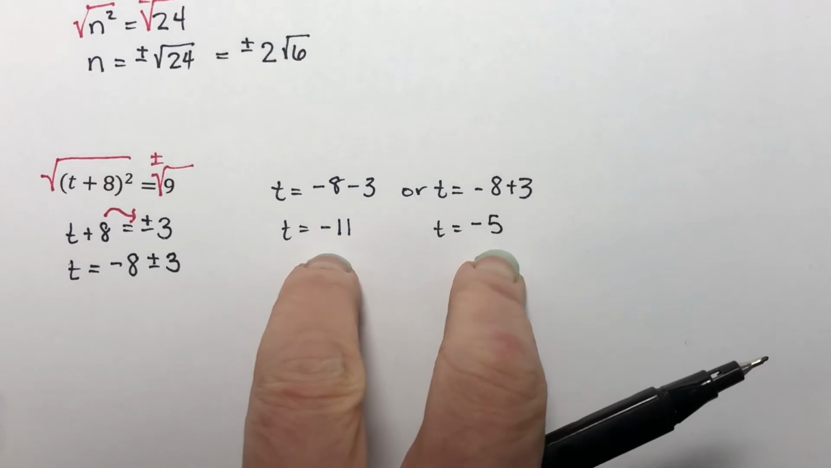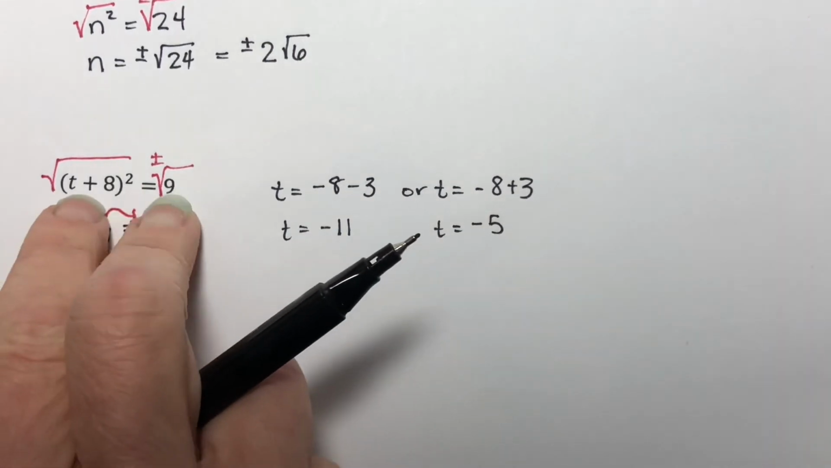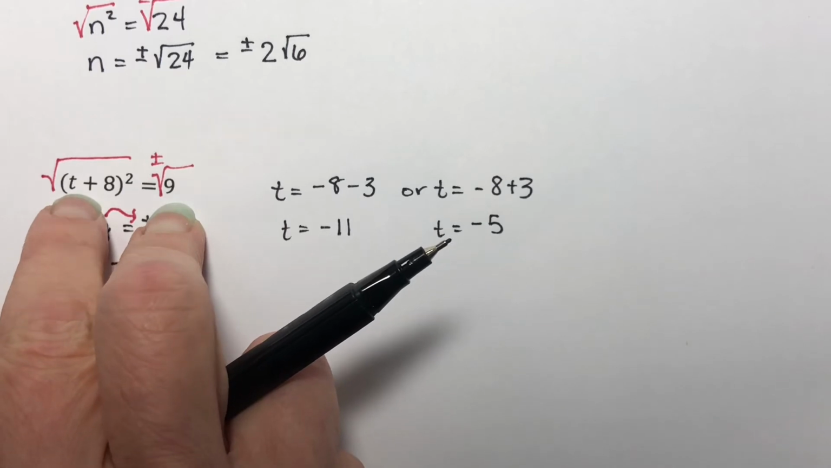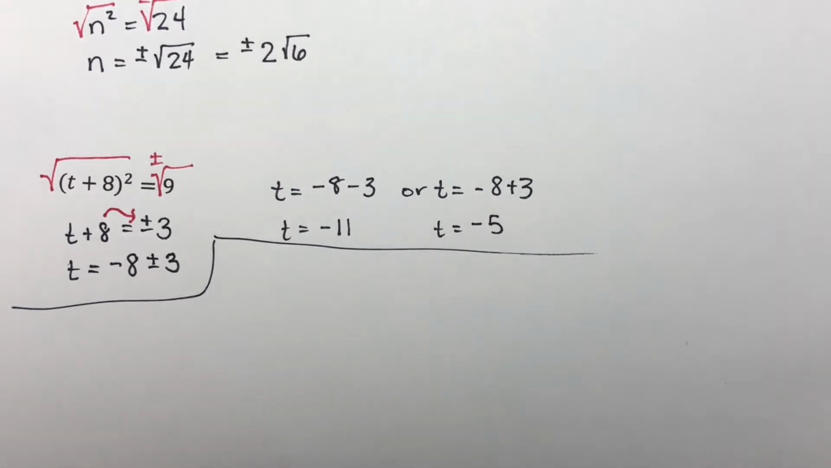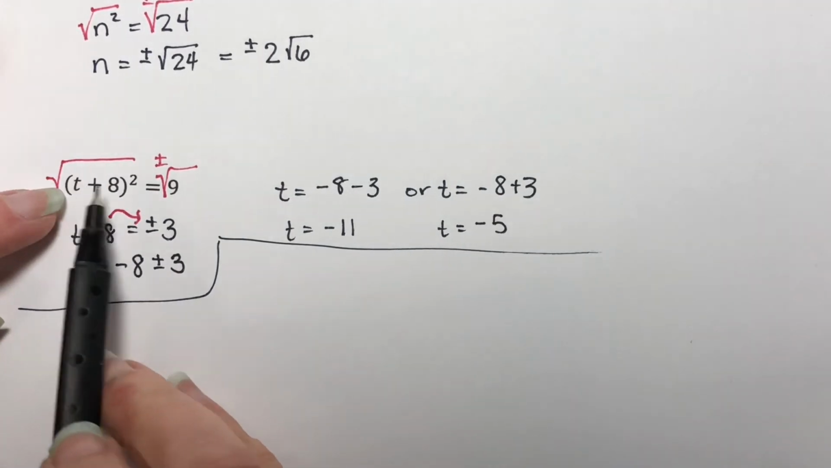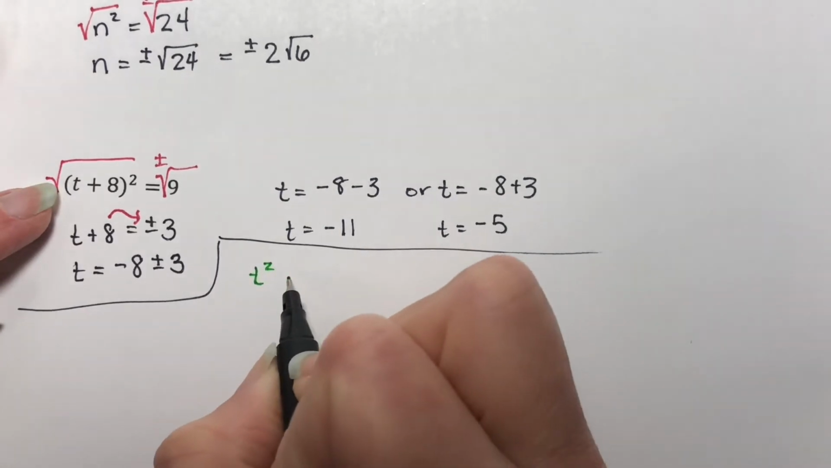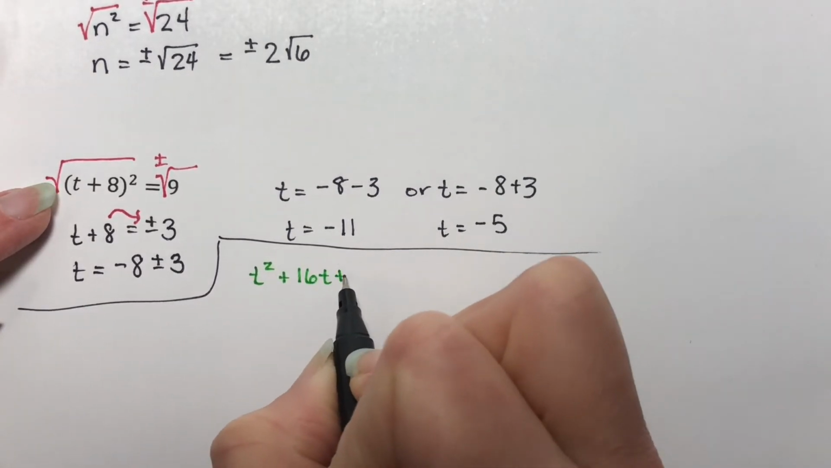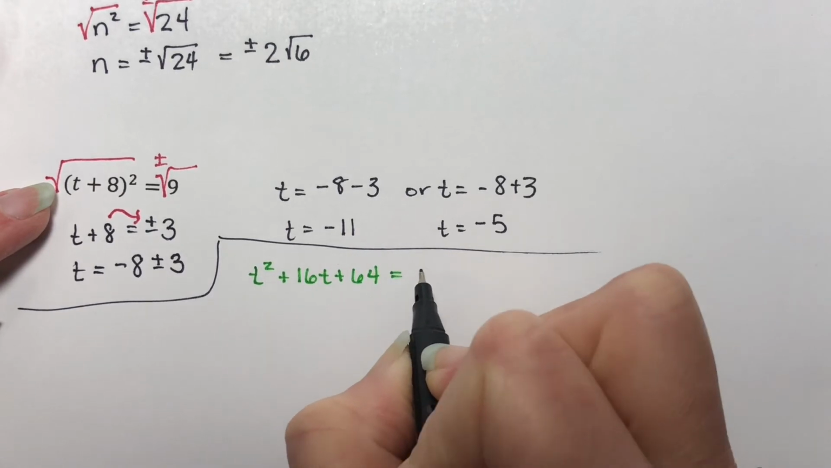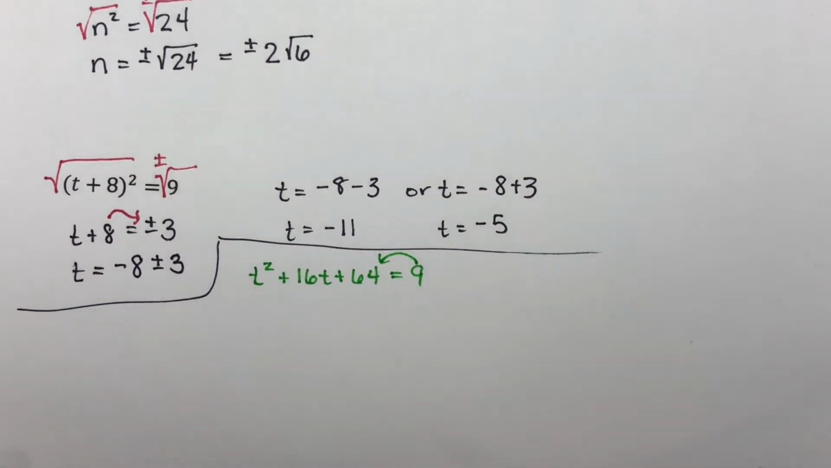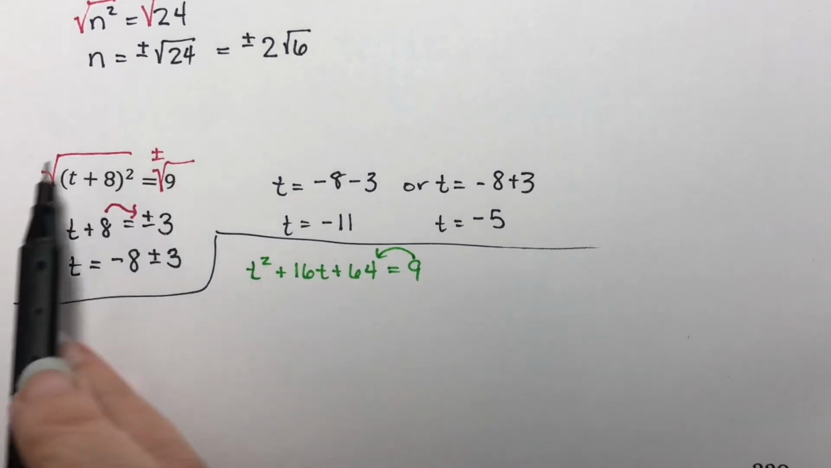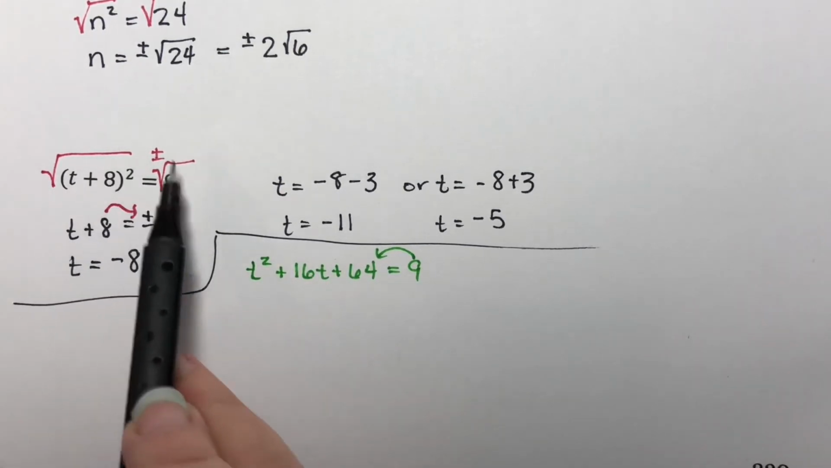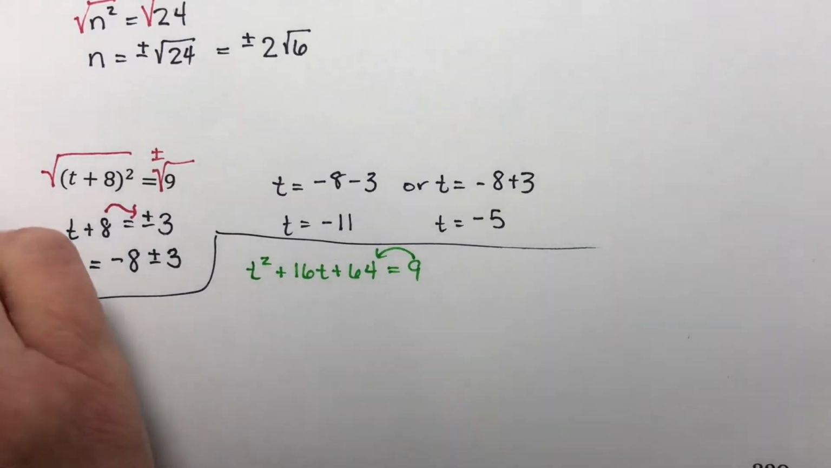We got regular numbers here. That tells me that this thing could have been solved using factoring. To do that, and you do not have to pay attention to this part if you don't want to, I would have needed to square this out, which would be t squared plus 16t plus 64 is equal to 9. And then I would have had to move the 9 over here, and then I would have had to factor, and then I would have gotten these two answers. Okay, it would have taken a while, but you could have done that. It's just hard to see when it's in this form. It's much easier to see that the square root property will work, and you can get your answers more quickly.